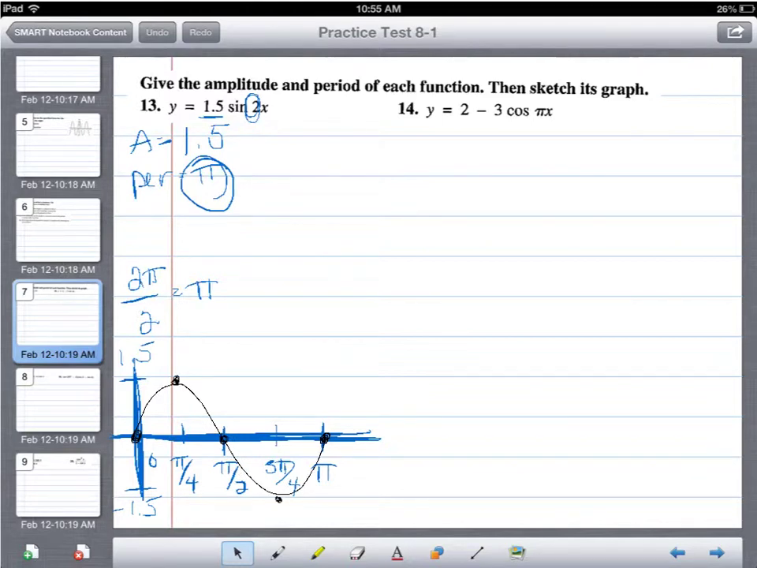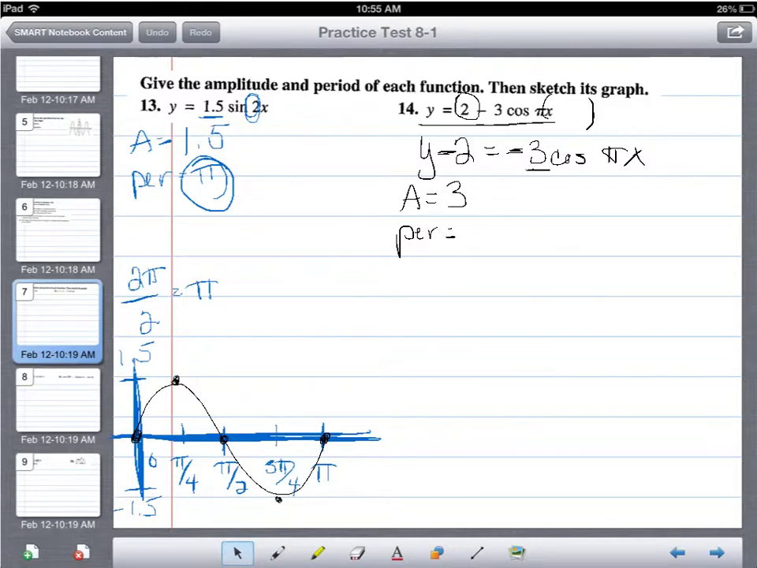Okay, on to number 14. Y equals, we've got 2 kind of hanging out here, not really doing anything. It's not in parentheses with x, so I'm going to go ahead and subtract it from both sides, because what that really is indicating is a vertical change. Okay, then I have a negative in front of cosine, which is going to change something. It's actually going to flip it top to bottom. The amplitude is 3, I can tell already. So I'm going to write that down. Amplitude is 3. And period is 2 pi over this number, which is pi. 2 pi over pi is 2.